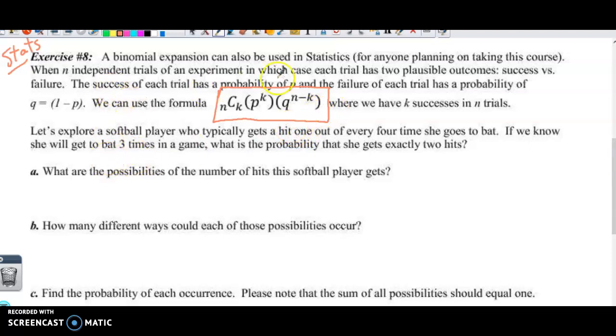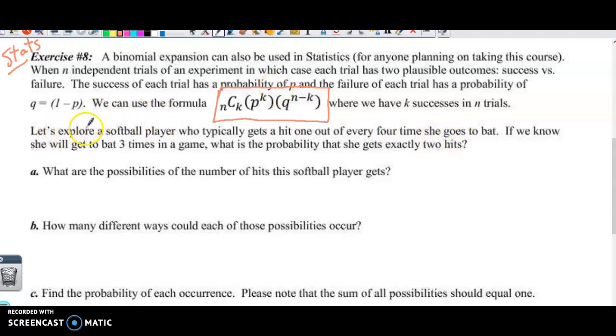Pause the video and read the directions, I think that would be helpful. If we know the probability of succeeding in something, we want to try to see the probability of something happening.